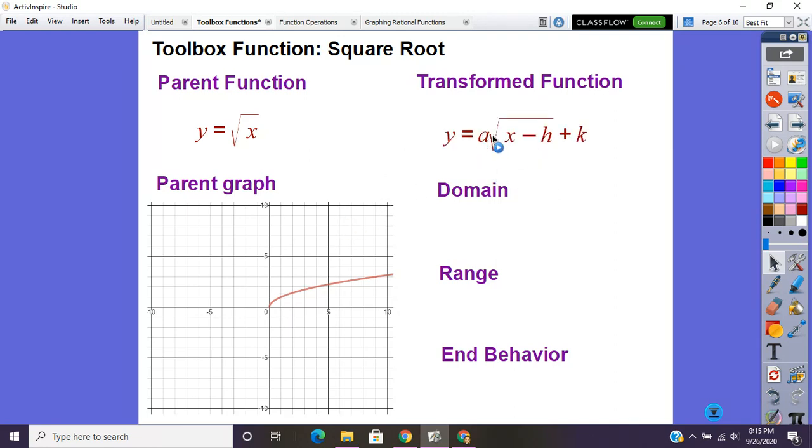It is possible that the a is inside as well, in which case you'd have to factor some stuff out to actually put it in this form. And then our domain starts at 0 and goes to infinity, and our range does the same thing. And our end behavior here, since this is an endpoint and these are arrows, our end behavior is going to be up and to the right here.